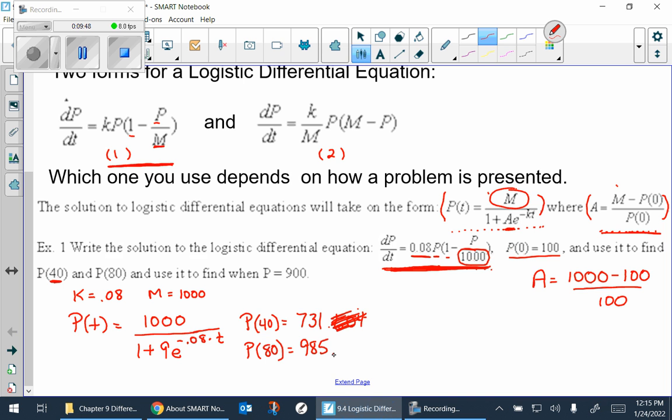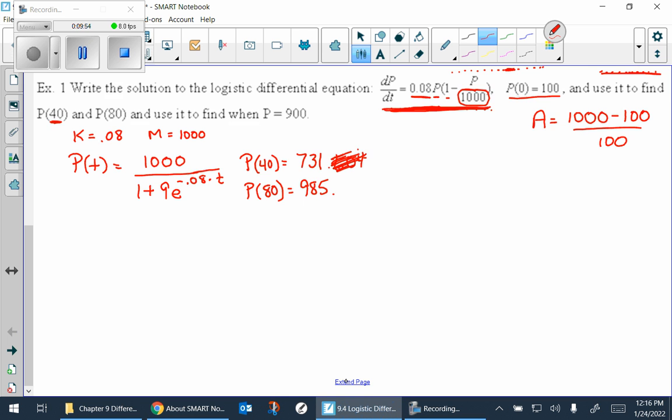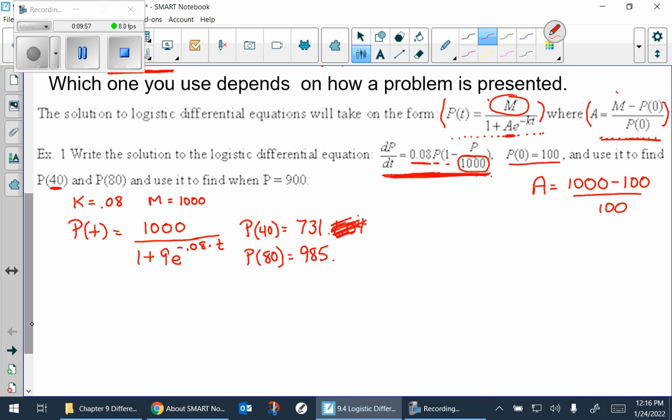All right, now let's use this solution to figure out when the population is going to be 900. Well, that's a challenge. I'm going to say that 900 is equal to 1,000 over 1 plus 9 e to the negative 0.08 times t. And the only unknown is t. So that's nice.